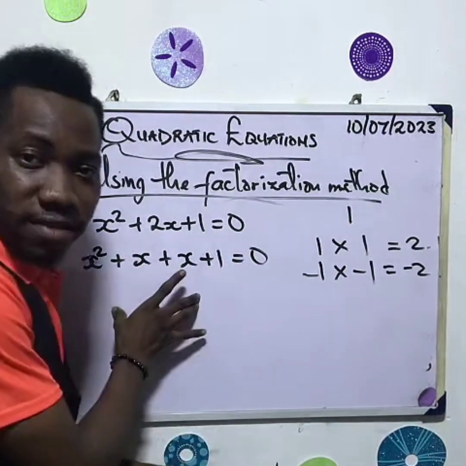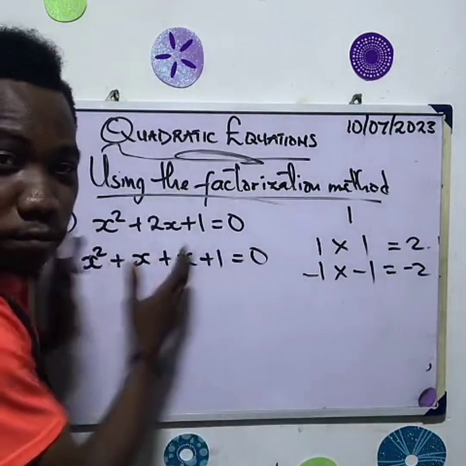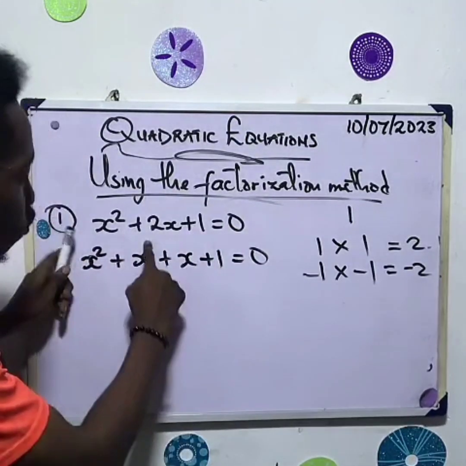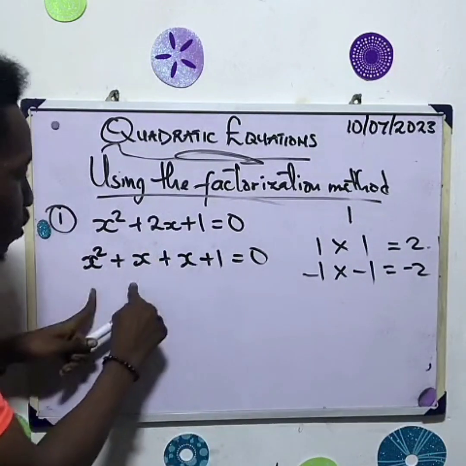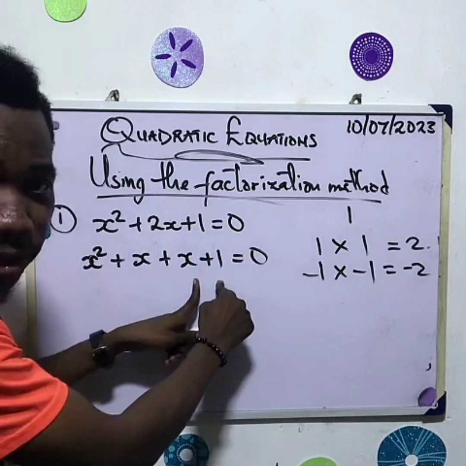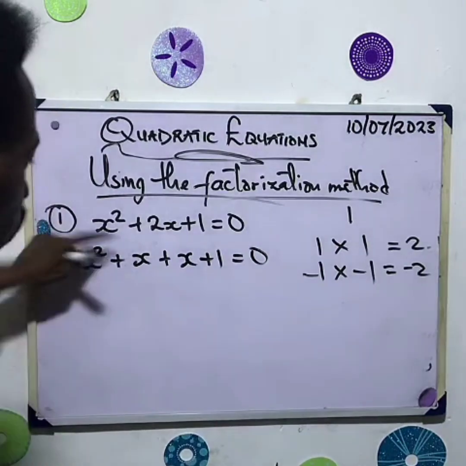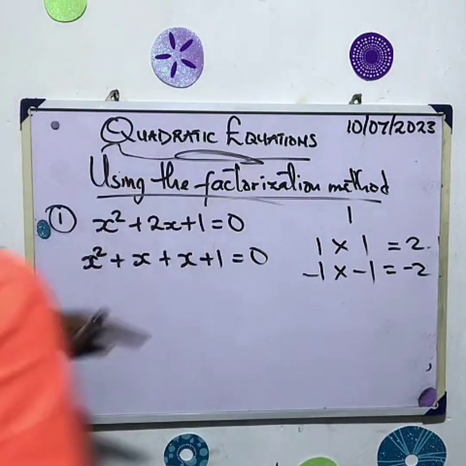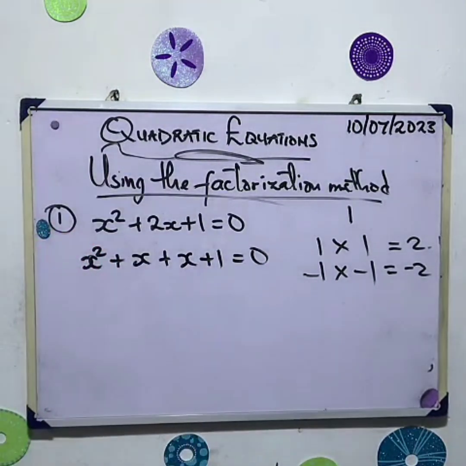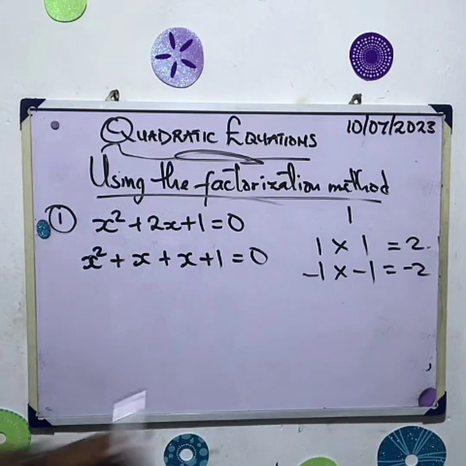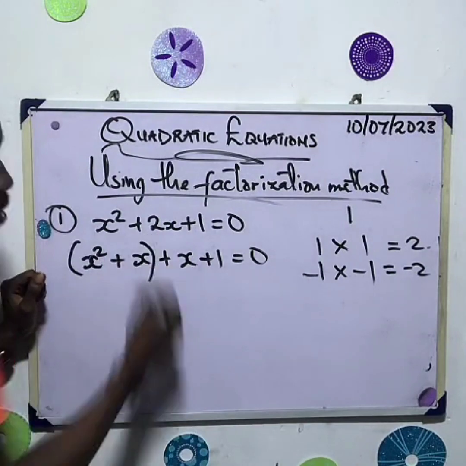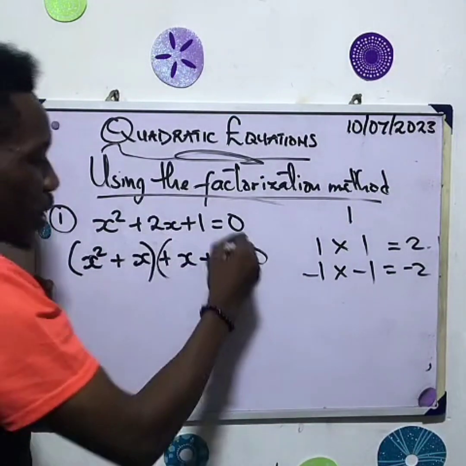So, what is the next thing? The next thing is for us to now group this into binomials. In other words, we're going to group them into 2 brackets of 2 terms. We're going to group this together, and this together. So, we will put this in the bracket, and we'll also put this in the bracket.